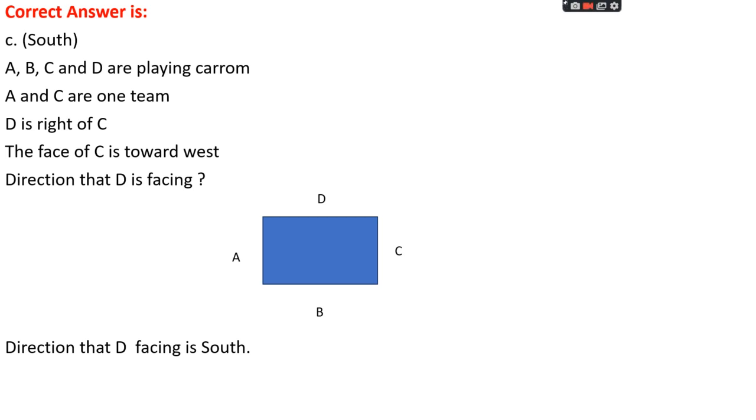We all know that carom is played on a square or rectangular board where four players take their positions. If we are on one team, then the two partners face each other. These are the rules of carom. A and C are on one team, so A and C will be facing each other, in opposite positions. D is to the right of C, so the right of C will be D's position. The face of C is toward west, so the right of C, that is D's position, will be on the north side. D is positioned on the north side and will be facing toward the south side, where his partner B is placed. So the direction D is facing is south.